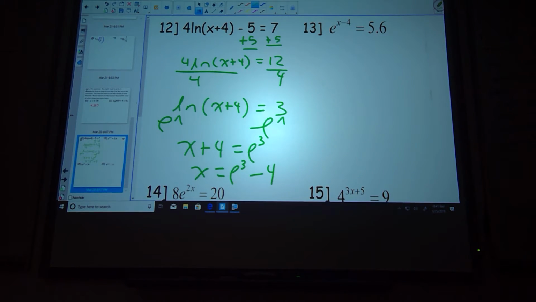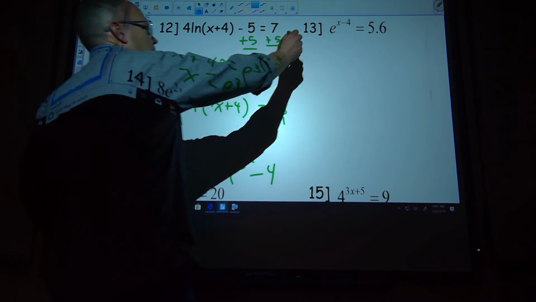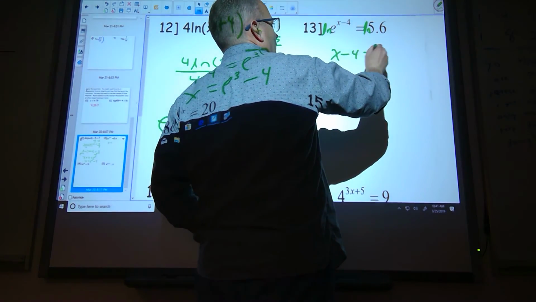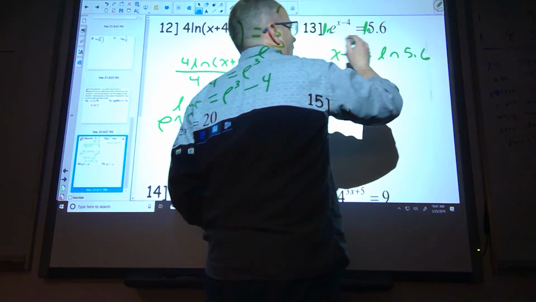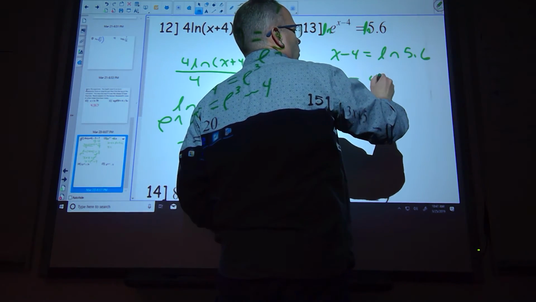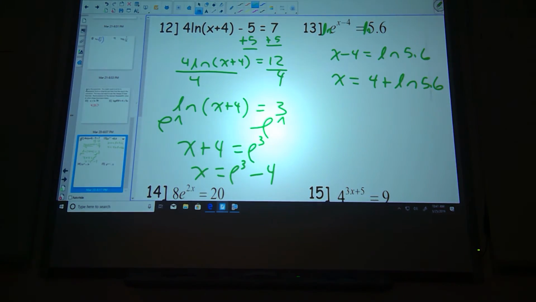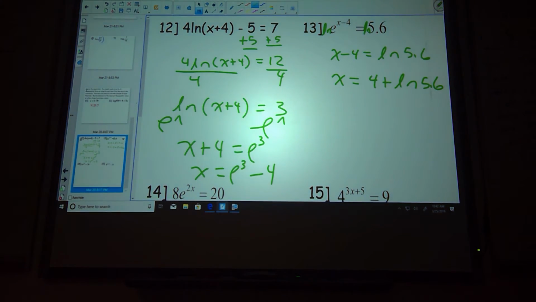Number 13, what undoes e? ln, isn't it? Same keys. So I'll do natural log here, natural log here. That brings x minus 4 down, and I get ln 5.6. Add 4 to both sides, so I get 4 plus ln 5.6. Again, your calculator is going to handle that nicely. It's quick to plug it in. I'm pretty sure you're able to do this on Desmos. If I plug this in on Desmos, you can easily find the intersection of e^(x-4) and the second function, 5.6, which is just a horizontal line at 5.6.